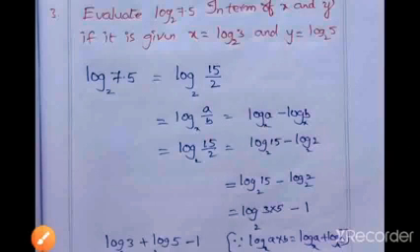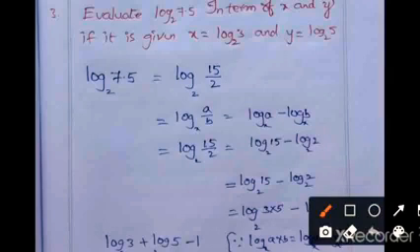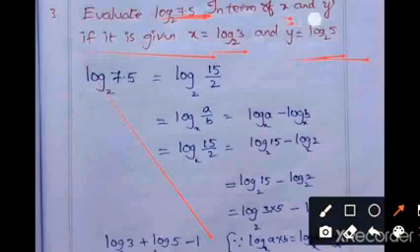And then the next sum is evaluate log 7.5 in terms of x and y. It is given that x is log 3 base 2 and y is log 5 base 2. Once again I am reading, evaluate log 7.5 base 2 in terms of x and y. So here x is given like this and y is given like this. So first we are finding out the value of log 7.5 base 2.